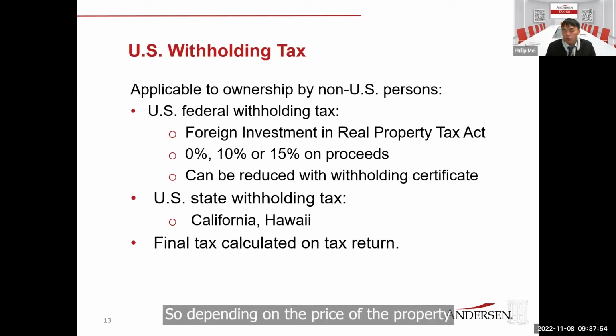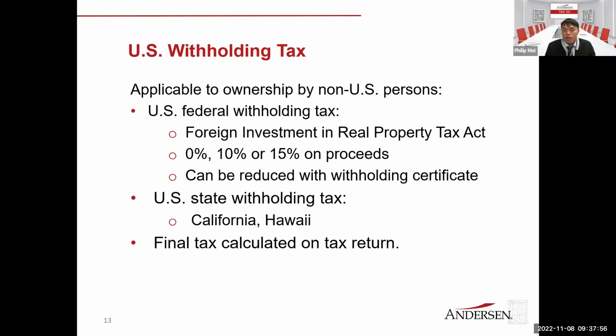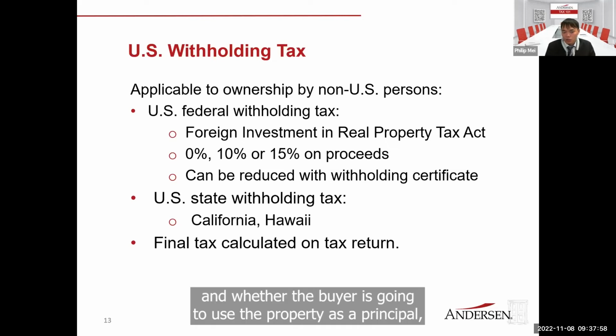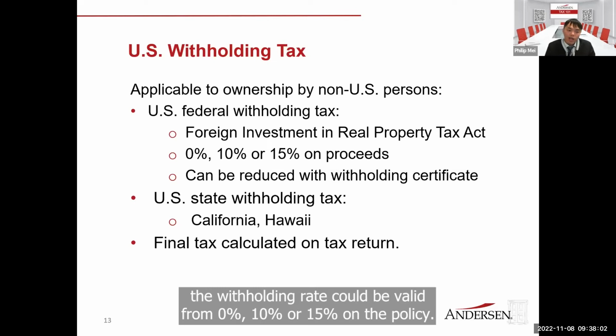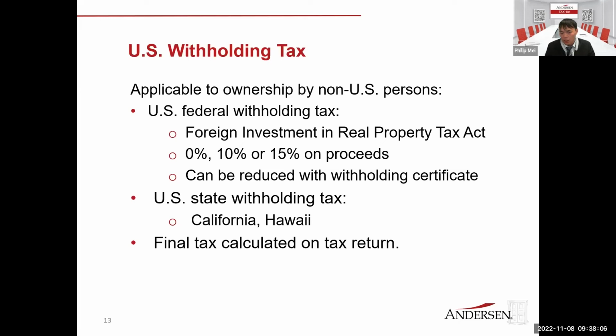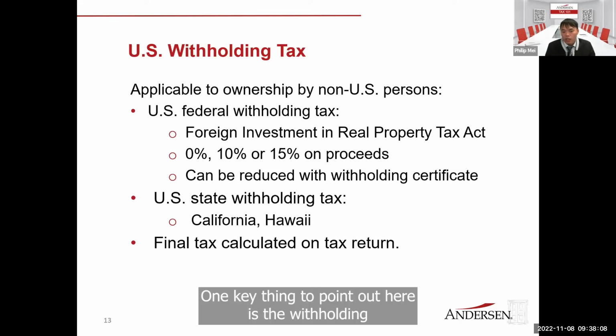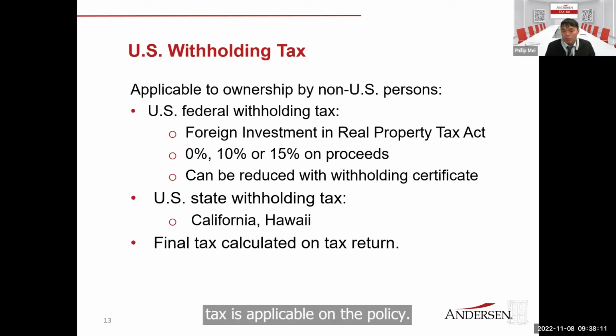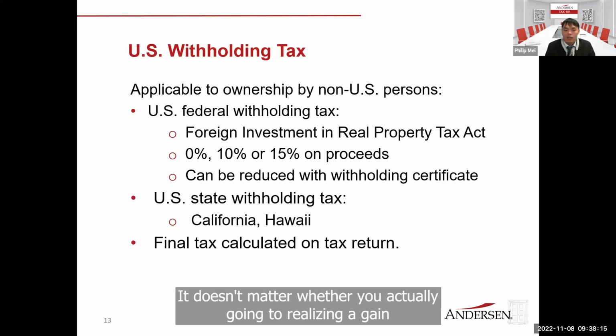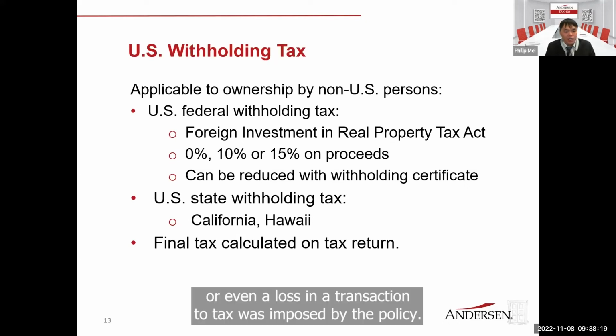So depending on the price of the property and whether the buyer is going to use the property as a principal residence, the withholding rate could range from 0%, 10%, or 15% on the proceeds. One key thing to point out here is the withholding tax is applicable on the proceeds. It doesn't matter whether you are actually realizing a gain or even a loss in the transaction. The tax is imposed on the proceeds.